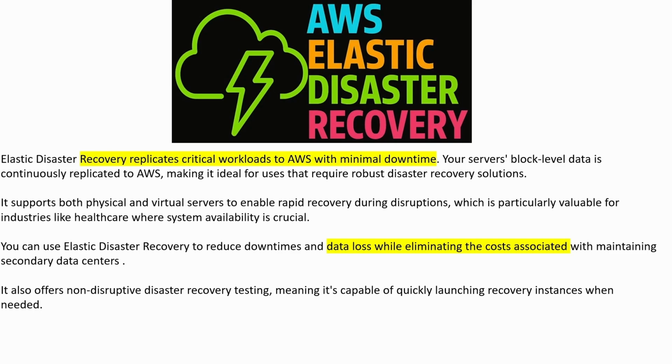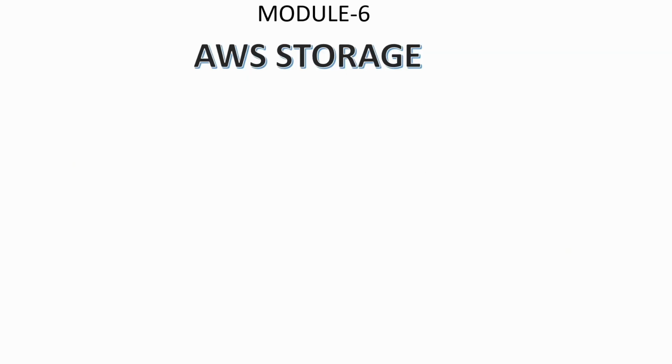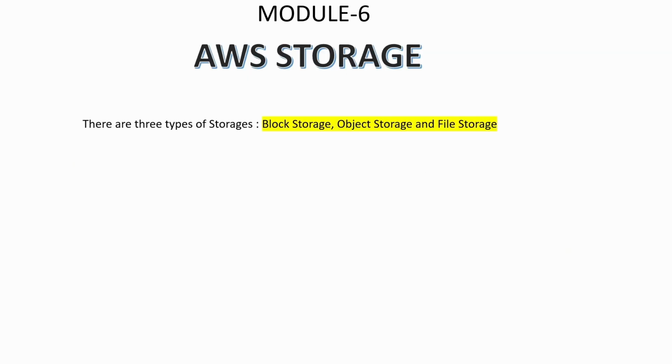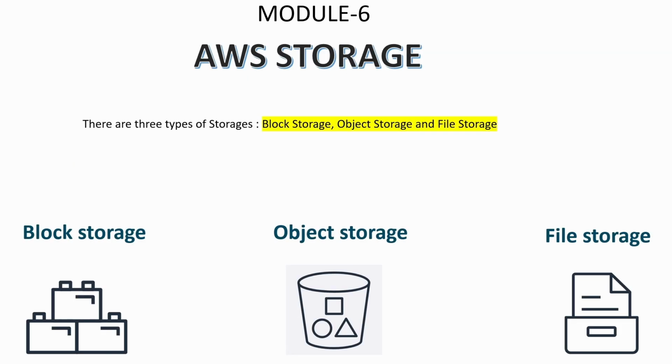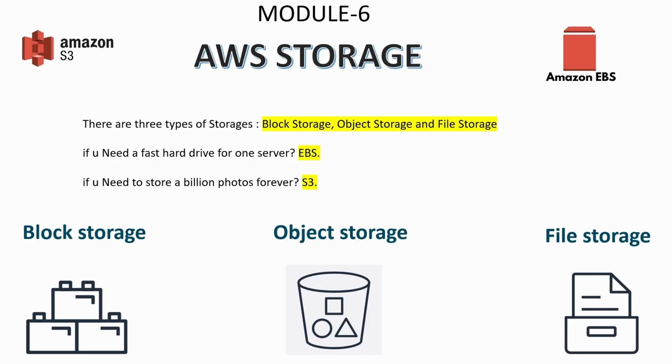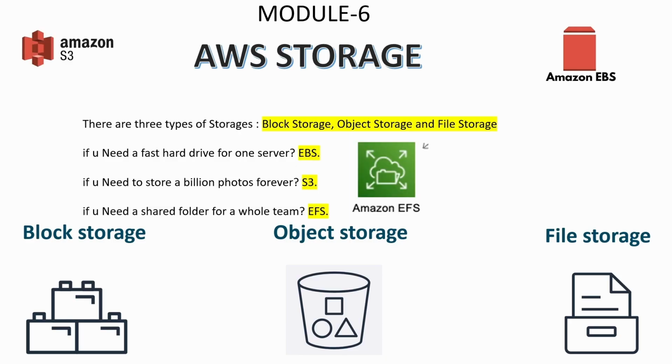With that said, we had covered Module 6 as well. So here's the quick gist. There are three types of storages: block storage, object storage, and file storage. If you need a fast hard drive for one server, use EBS. If you need to store a billion photos forever, use S3. If you need a shared folder for a whole team, use EFS. Storage is not scary once you know the why behind the what.